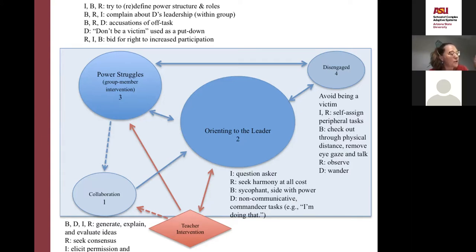So we took a qualitative approach to mapping phase shifts, and across the 14 sessions of this group's activity, we mapped their patterns of interactions as well as the transitions among those patterns in order to characterize 4 attractor patterns that we identified: collaboration, which is where the group started; orienting to the leader; power struggles; and then being disengaged.